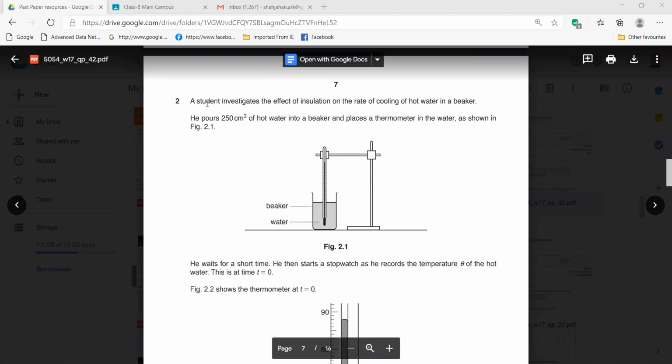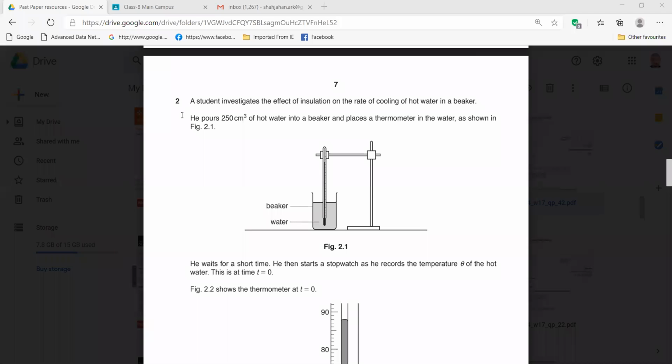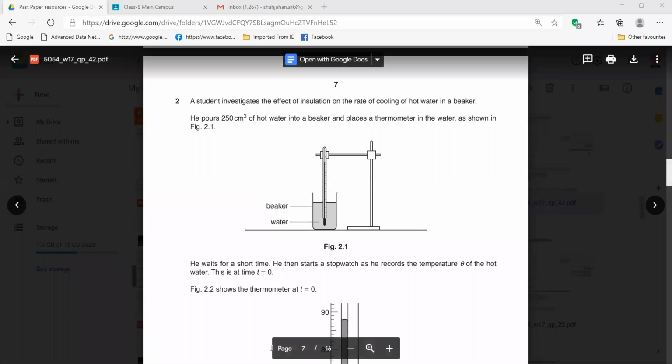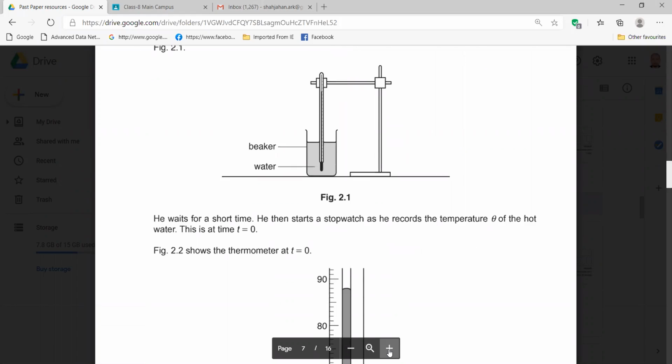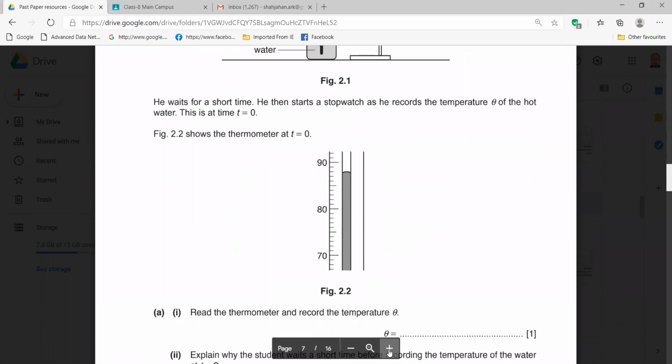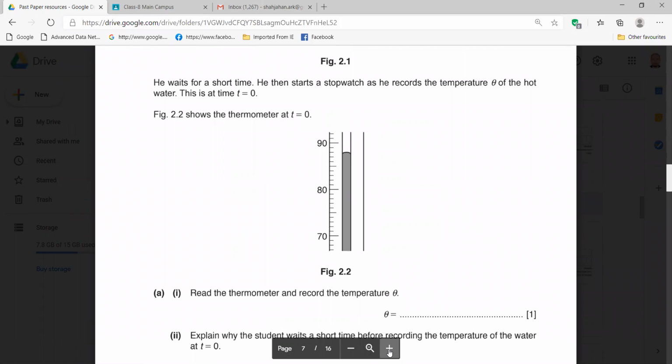A student investigates the effect of insulation on the rate of cooling of hot water in a beaker. He pours 250 centimeter cube of hot water into a beaker and places a thermometer in the water, as shown in figure 2.1. He waits for a short time. He then starts his stopwatch as he records the temperature theta of the hot water. This is at time t equal to 0. Figure 2.2 shows the thermometer at t equal to 0. A1. Read the thermometer and record the temperature theta.